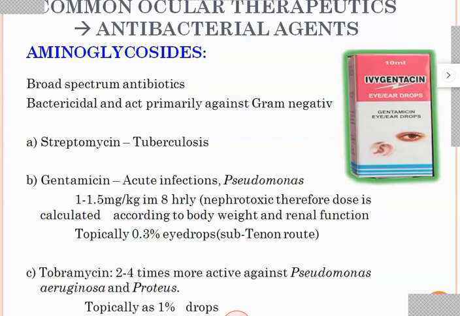Then the other one is tobramycin. It is 2 to 4 times more effective against Pseudomonas aeruginosa and Proteus infections, given in the form of 1% eye drops. Tobramycin.